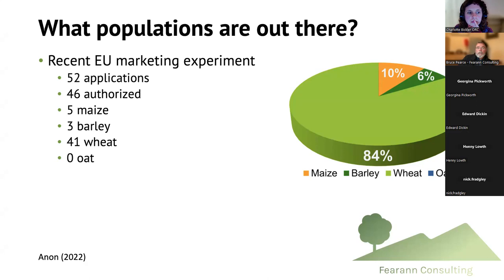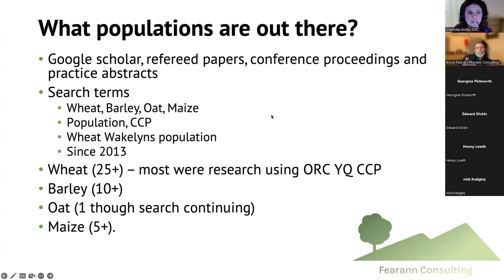So I went into Google Scholar, and I decided we should look at refereed papers, conference proceedings, and practice abstracts. Looking from the end of the Wheat Breeding LINK project, is that right, Charlotte? Yeah, which was 2013. So it's what's been published in the 10 years from 2013 to where we are now.